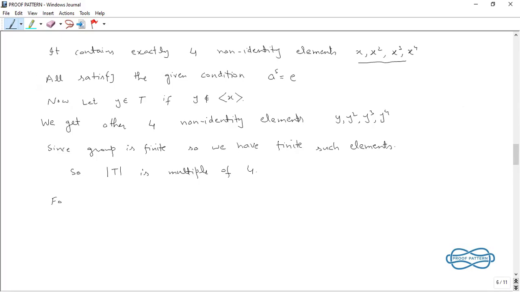And if we omit the condition of finite group, for an infinite group the same procedure or same argument will work, and hence the number of non-identity elements with the condition x to the power 5 equals identity is a multiple of 4.